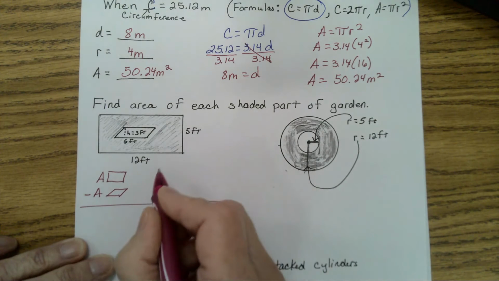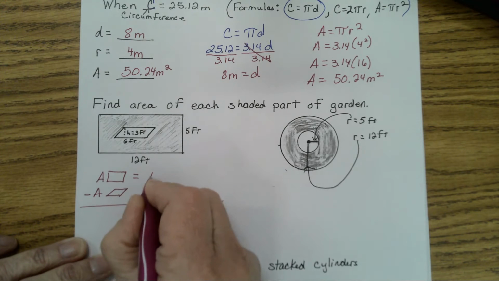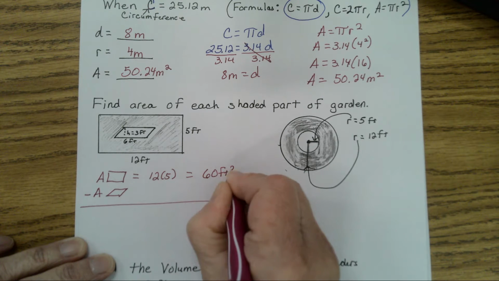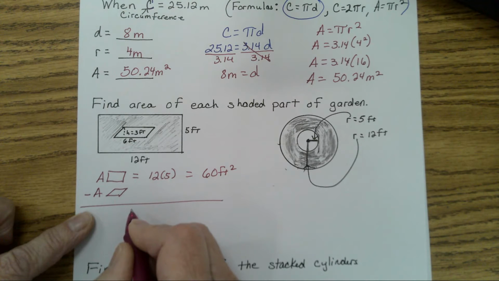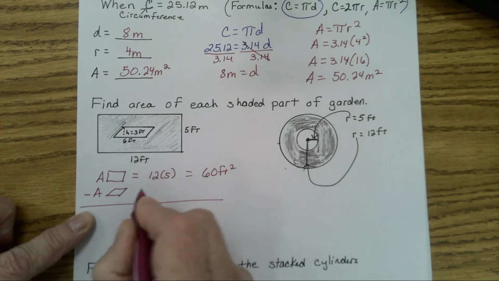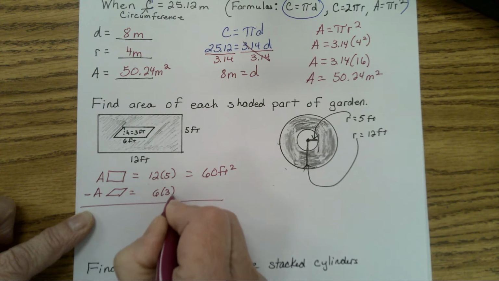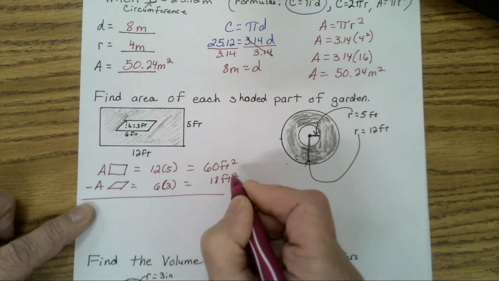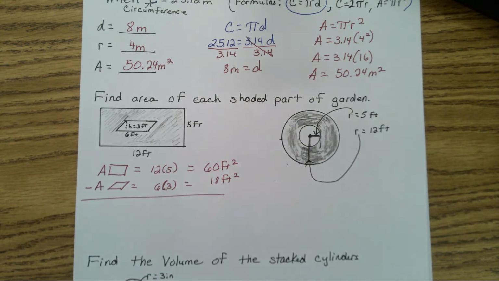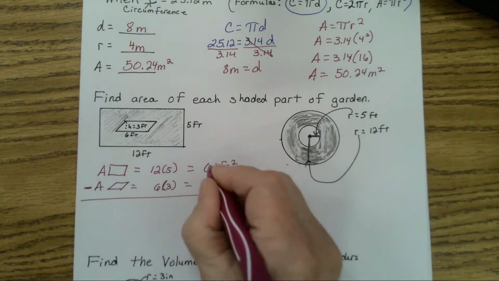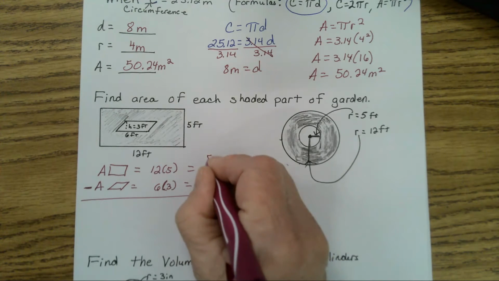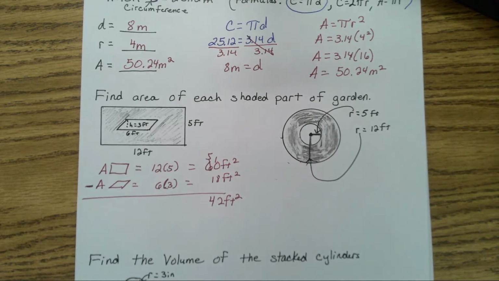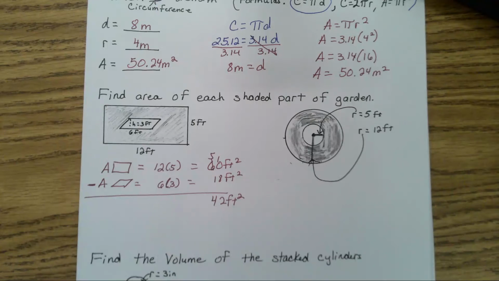All right, so the area of the big rectangle is 12 times 5. And that equals 60 feet squared. The area of the parallelogram, base times height, 6 times 3. And that's 18 feet squared. Now what am I doing to find the shaded part? Subtracting. I put my subtraction sign right there. So when you subtract, you have 42 feet squared. Any questions on that? You would know how to do a missing piece problem like that?